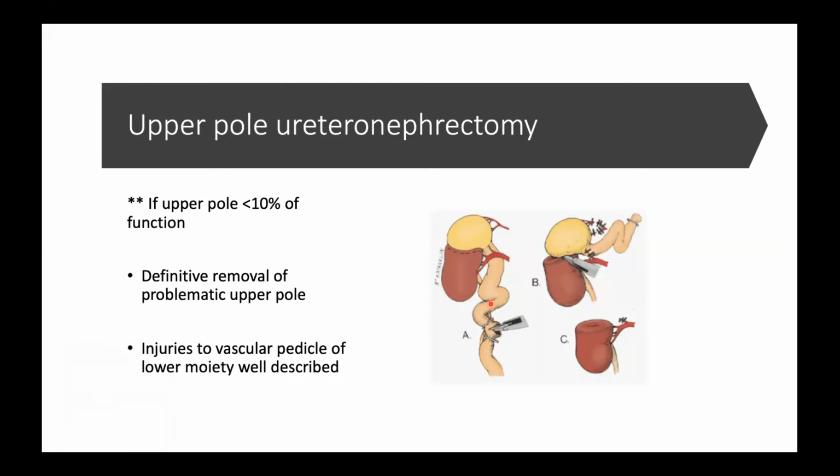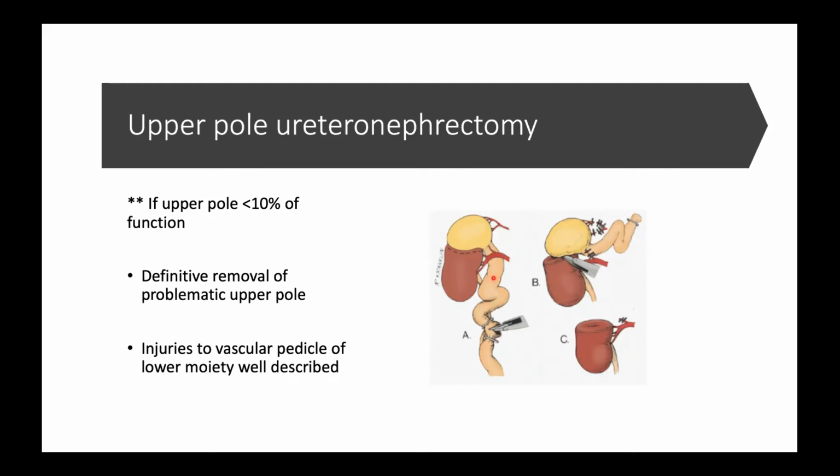So this gives you definitive removal of the problematic pole, but this is not a super easy operation. It can be done. A lot of urologists would elect to do this robotically or even laparoscopically now, but it can still be quite difficult. Injuries to the vascular pedicle of the lower pole during this operation are actually quite well described. So you need to be pretty comfortable with the surgery, a confident renal surgeon who knows the anatomy really, really well.